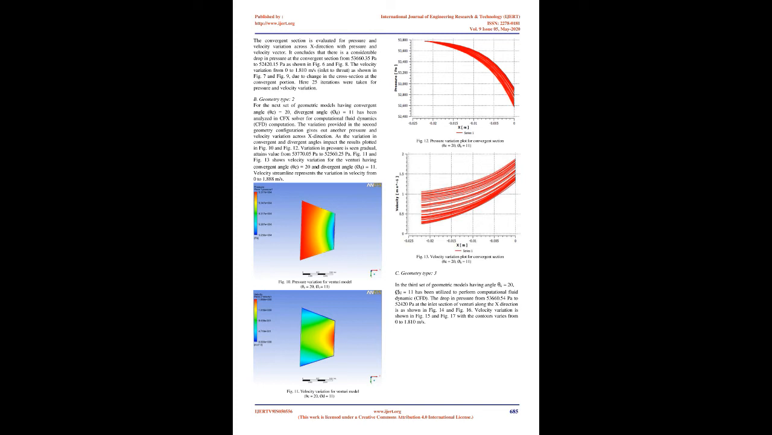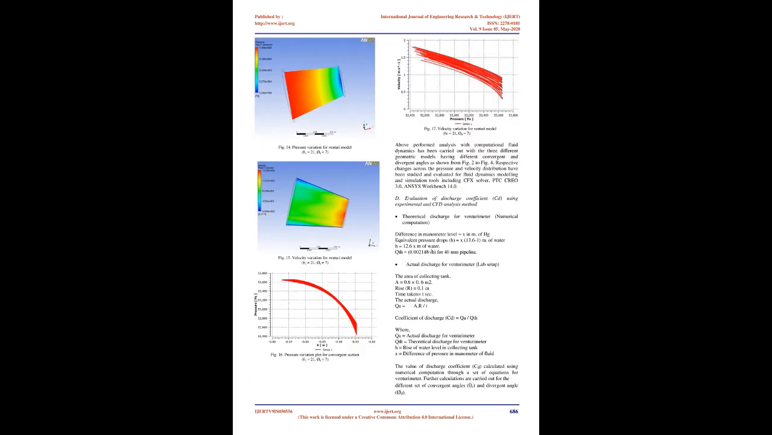It concludes that there is a considerable drop in pressure at the convergent section from 53,660.35 Pa to 52,420.15 Pa, as shown in Fig 6 and Fig 8. The velocity varies from 0 to 1.810 m/s, inlet to throat, as shown in Fig 7 and Fig 9, due to the change in cross-section at the convergent portion. Here 25 iterations were taken for pressure and velocity variation.